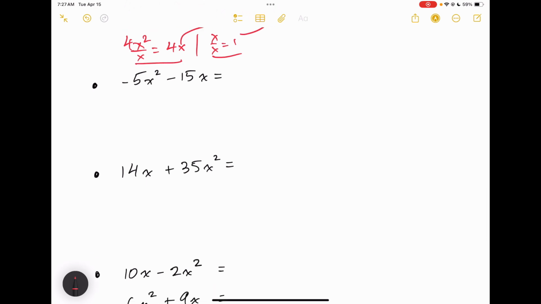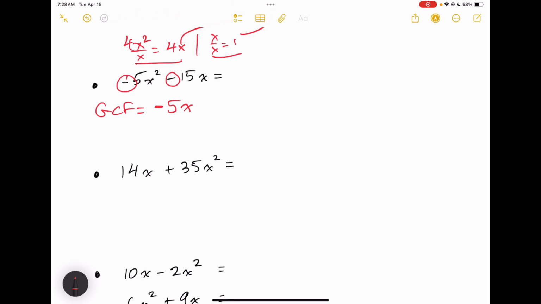Nice. We got one with negatives next. So negative 5x squared minus 15x. Because we have two negatives, that has to factor into the GCF, so our GCF will almost certainly be negative here. Negative 5x squared and negative 15x. Negatives will follow. 5 and 15, their GCF is 5. X squared and x, it's going to be x.